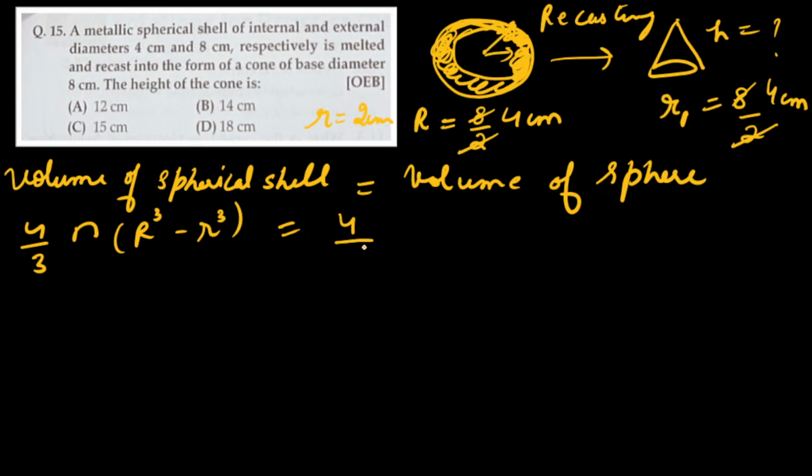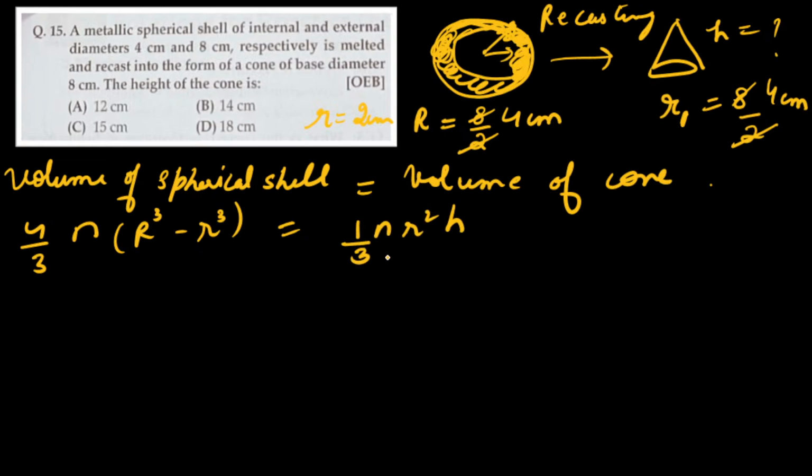And for volume of sphere we have been using 4 by 3 pi r cube for the last 3 questions. So here r I am just writing as r1. This is cone. I just wrote sphere by mistake. This is not sphere, this is cone. So the cone's formula is 1 by 3 pi r square h.